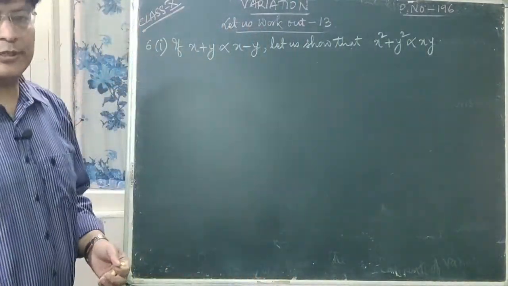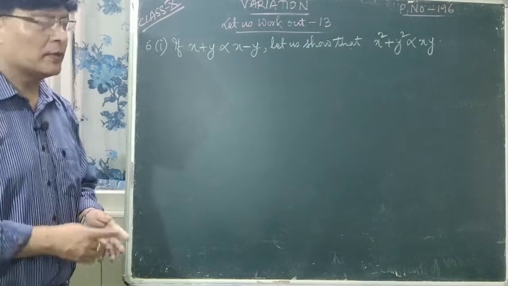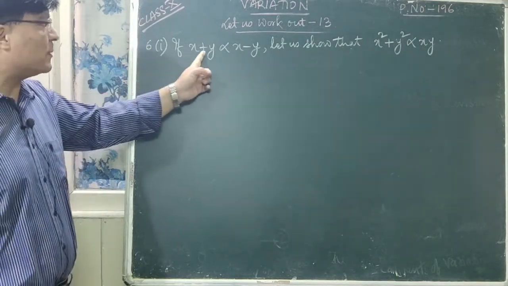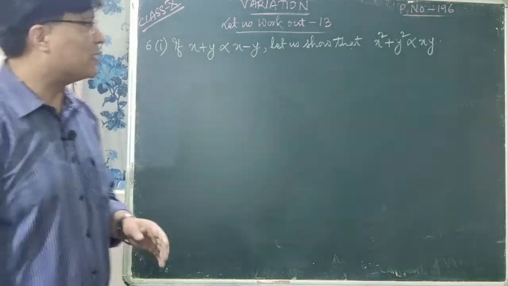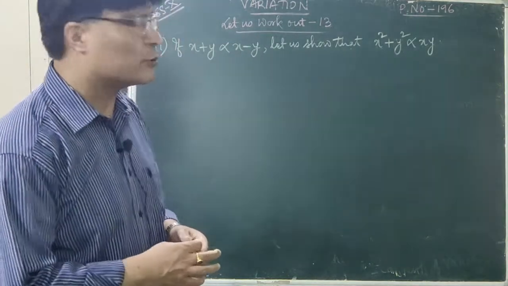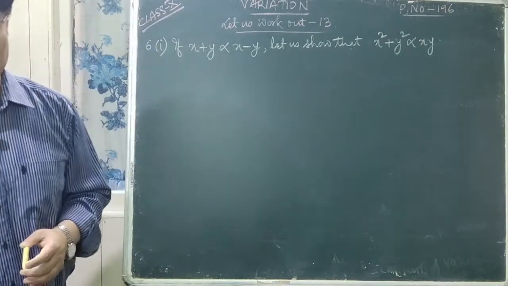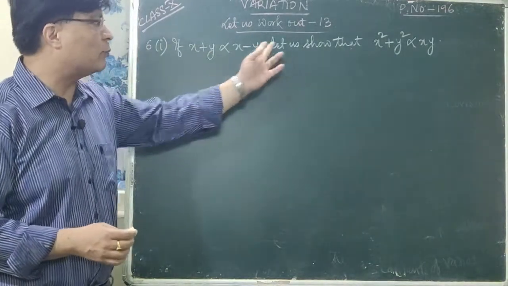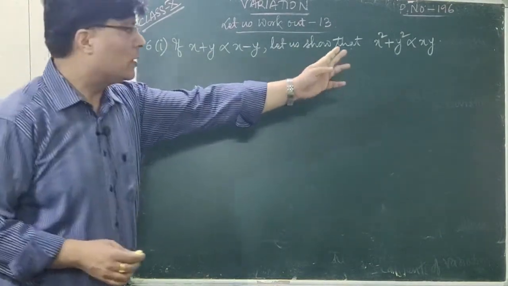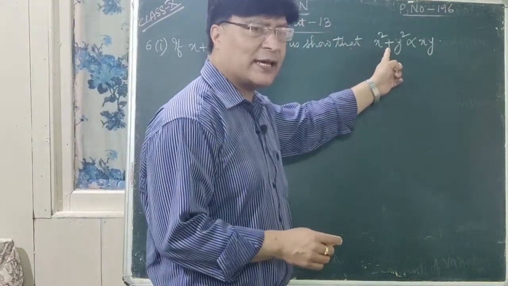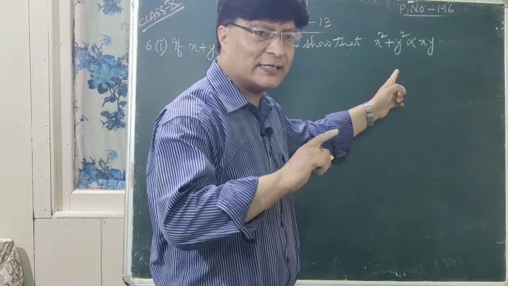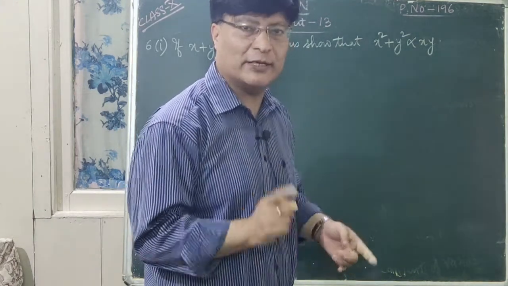So now we'll do the next question, that is 6 number 1. The question is: if x plus y is proportional to x minus y, let us show that x square plus y square is proportional to xy. So from the given, you have to prove this required relation. In order to prove it, you have to prove that the left hand side divided by the right hand side is equal to some constant. Then only we can prove this relation.